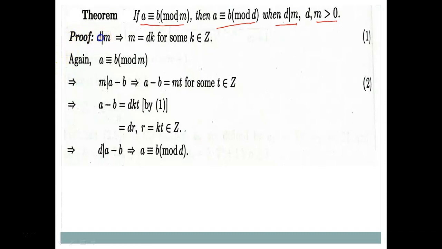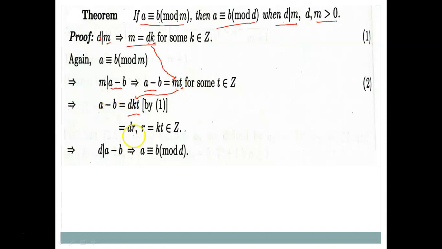If you say d divides m, what does it mean? This m can be written as d into some integer k. Now you are given a is congruent to b mod m. What does it mean? m divides a minus b. And that means you can write a minus b is equal to m into some integer t. But here you are given that m equals dk, so you substitute the value of m here.